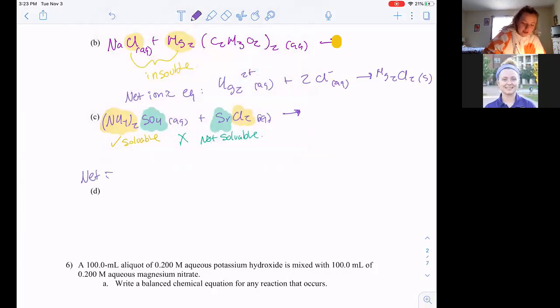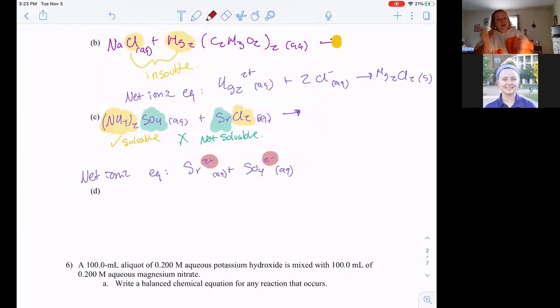Okay, so your net ionic equation for this one is going to be Sr 2+ aqueous plus SO4 2- aqueous. If you look right here, it's the same charge, so they cancel out, because Sr2 SO4 2 can be simplified down to 1 since they're the same charge. So that's going to go to SrSO4. Heck yeah.